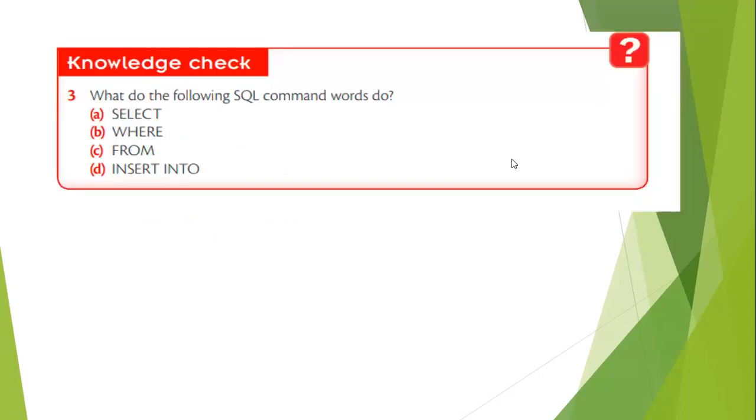Now, what do the following SQL command words do? Select is the command that chooses what data you need to take. Where is an optional command that gives further information for which record you want to take. From tells you what table you want to take it from. Insert into tells you where you want to put the data.